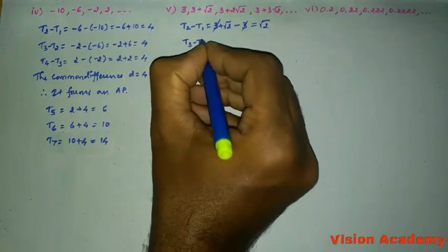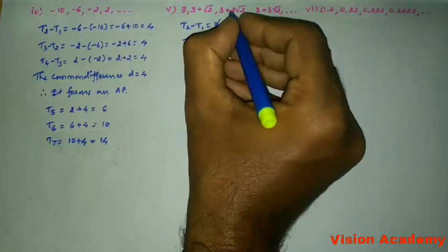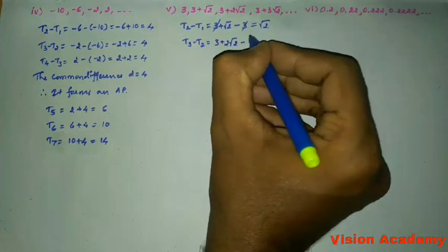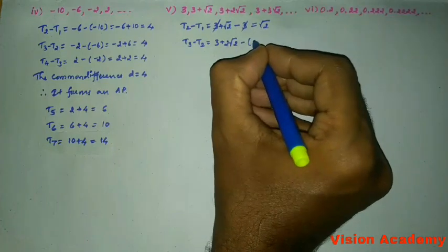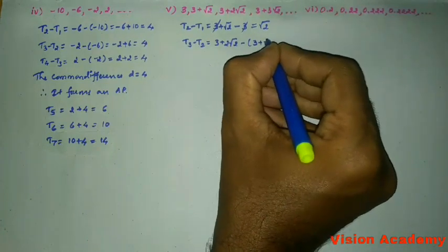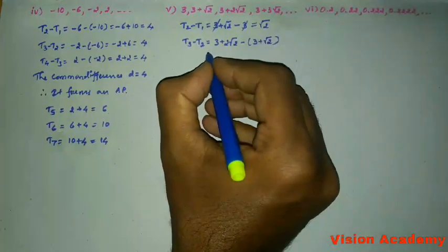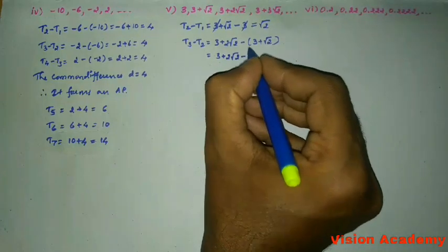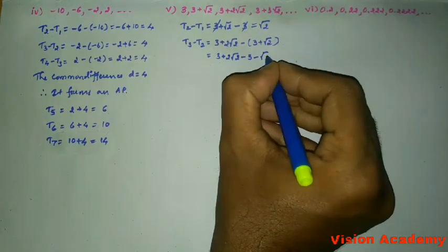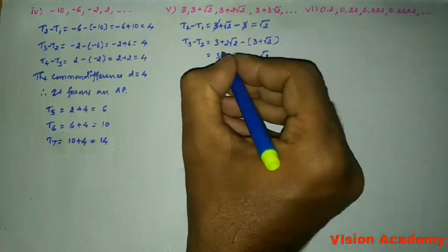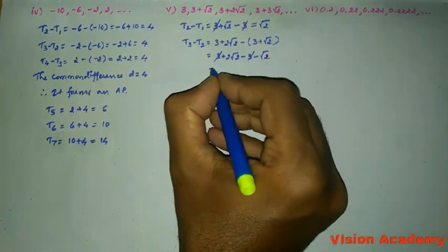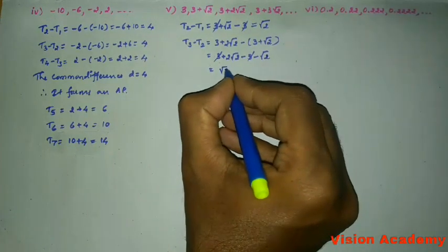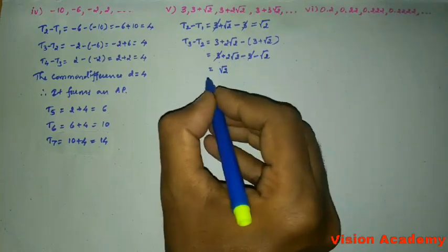Next, T3 - T2, which is equal to T3, 3 + 2 square root of 2, minus (3 + square root of 2). Here 3 + 2 square root of 2 - 3, minus into plus is minus square root of 2. Here this plus 3 minus 3 will get cancelled. If we subtract square root of 2 from 2 square root of 2 gives me again square root of 2, that is 1 square root of 2.